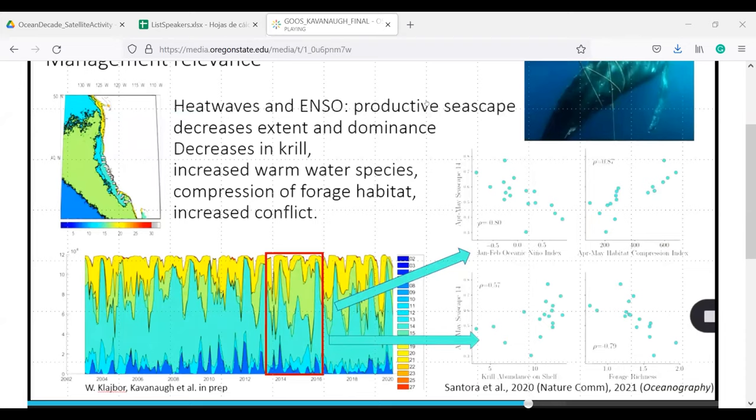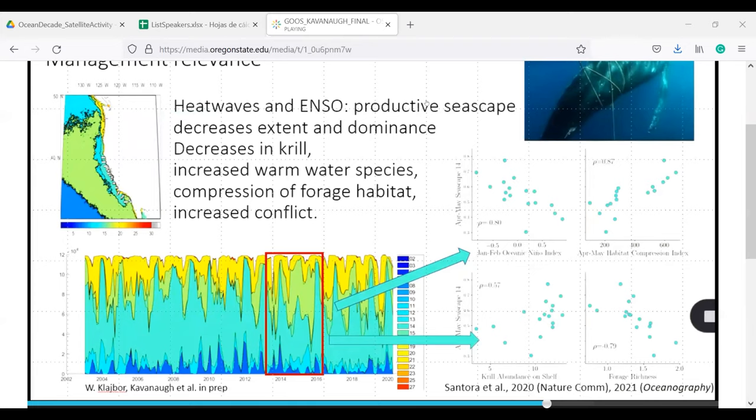In the time series, we can see the sub-seasonal to interannual variability in the total area the seascape occupies. During the marine heat wave starting in late 2013 and persisting through an El Nino, seascape 14, which represents a productive shelf seascape, shrank, and a more oligotrophic seascape expanded into the domain. Our NOAA colleagues determined that when the productive seascape was less prevalent, there was less krill and increased diversity with the influx of warm water species.